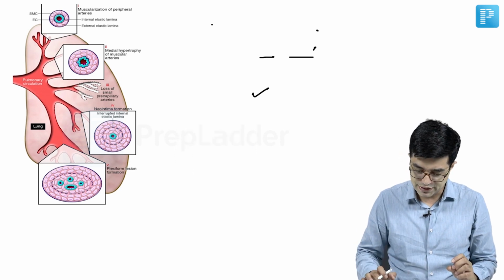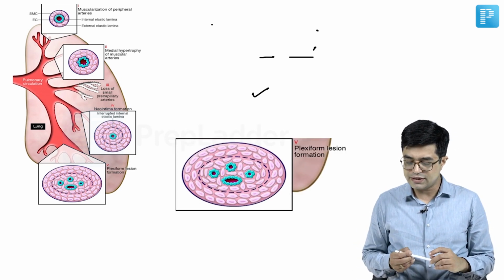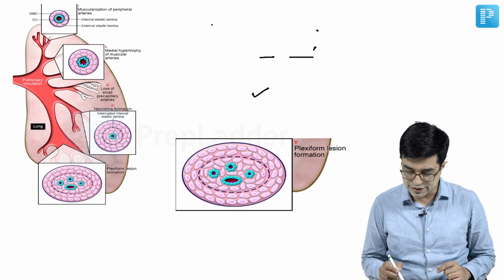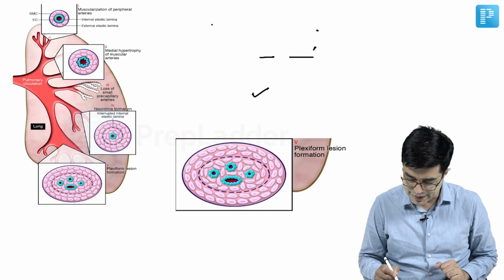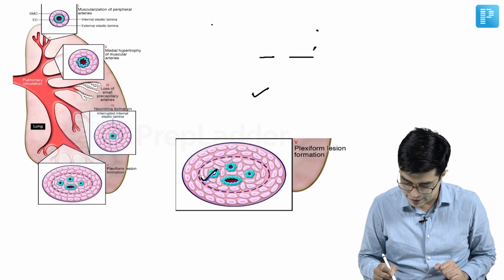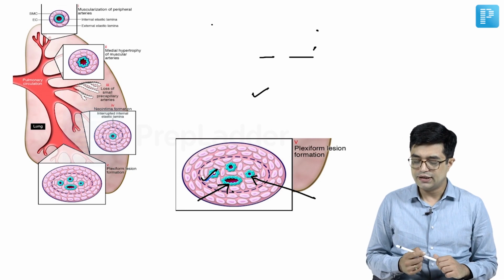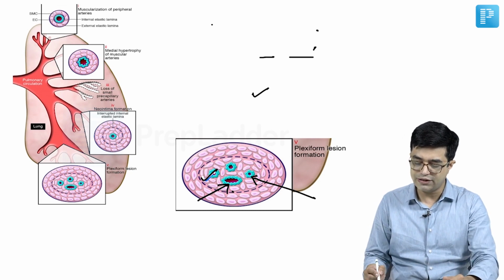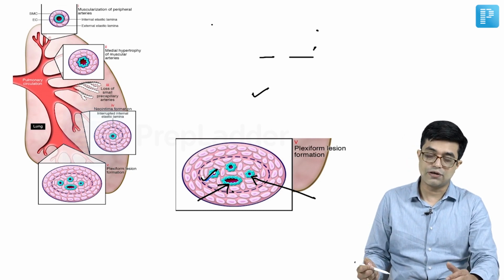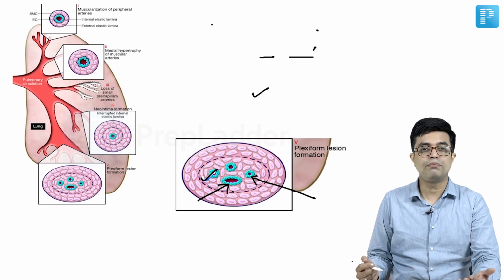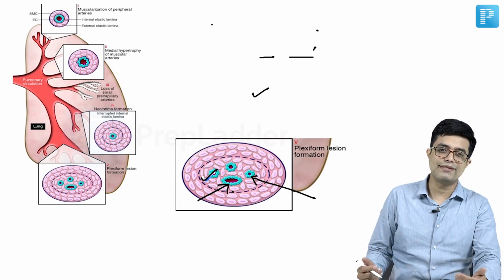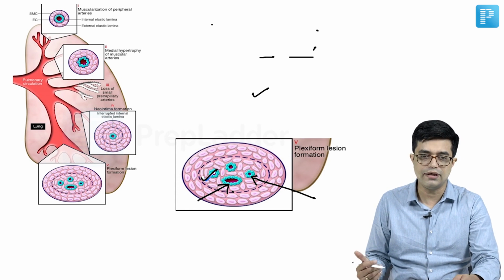And fifth feature is this. This is called plexiform lesion formation. So as you can see, small channels will start forming. These channels will start forming, as you can see, this is one channel which is forming, this is another channel which is forming. This type of lesion is called plexiform lesion formation, and it is one of the advanced features of pulmonary hypertension. It is more commonly seen in chronic pulmonary hypertension rather than in acute.